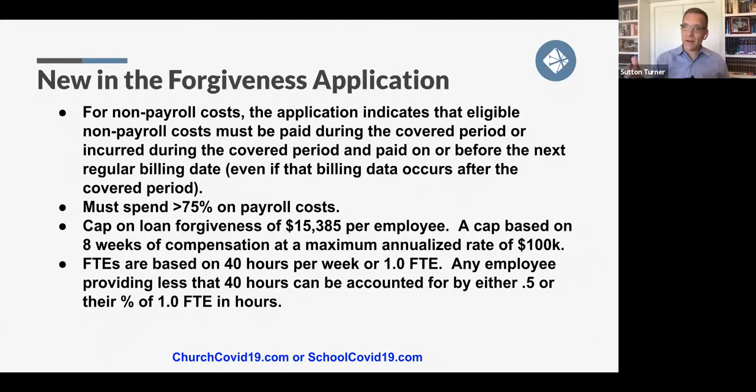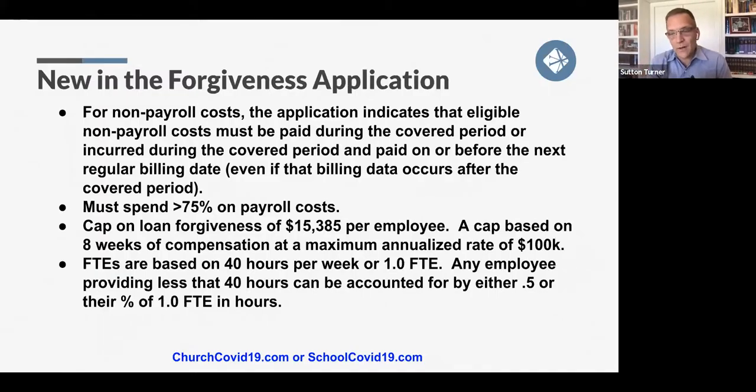The FTEs are based, okay, here's something that we tried to give you the best information last Thursday, but here's more clarification. FTEs are based on 40 hours per week for 1 FTE. An employee providing less than 40 hours can be accounted for by either 0.5 or a percentage of 1 FTE in hours. What that means is, let's say somebody's giving you 30 hours a week. Okay, so that would be 0.75 of your FTE. All right, but if you're giving somebody, anybody can be capped at 0.5.